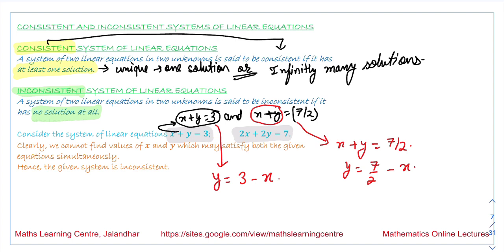Now if I substitute some value of x, say any value alpha, then the value of y from the first equation is 3 minus alpha. From the second, y is 7 by 2 minus alpha.